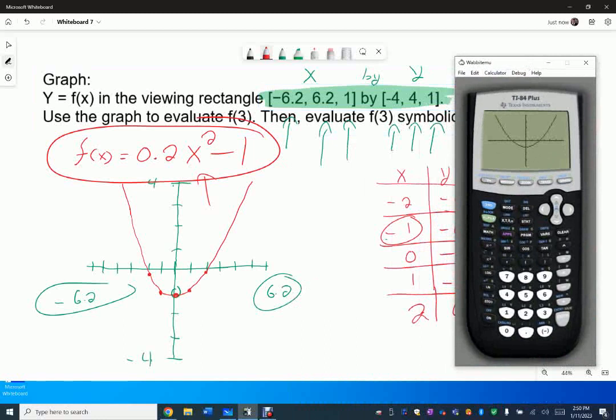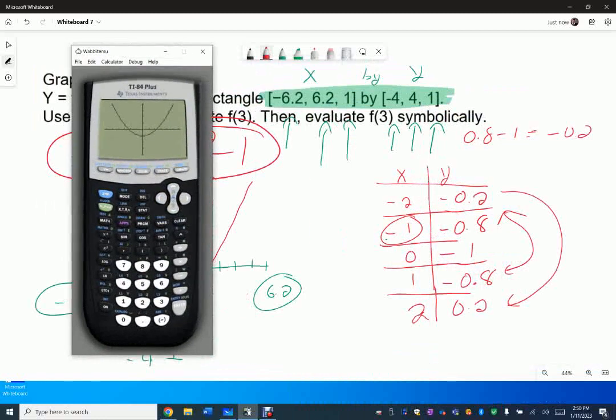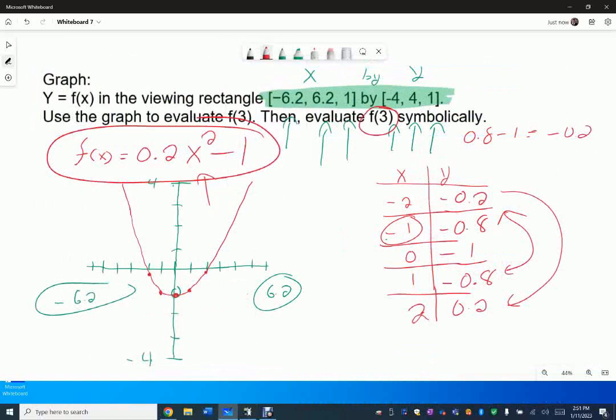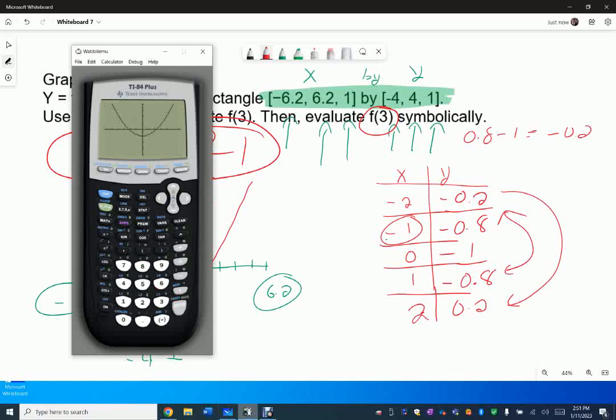Now, let's say I want to evaluate the y value of the function when x is 3. That's actually a pretty easy thing to do on a graphing calculator. I'm going to push trace, and I'm going to hit 3. Notice that my x is now being shown as 3. I'm going to hit enter, and it gives me my y value of 0.8.